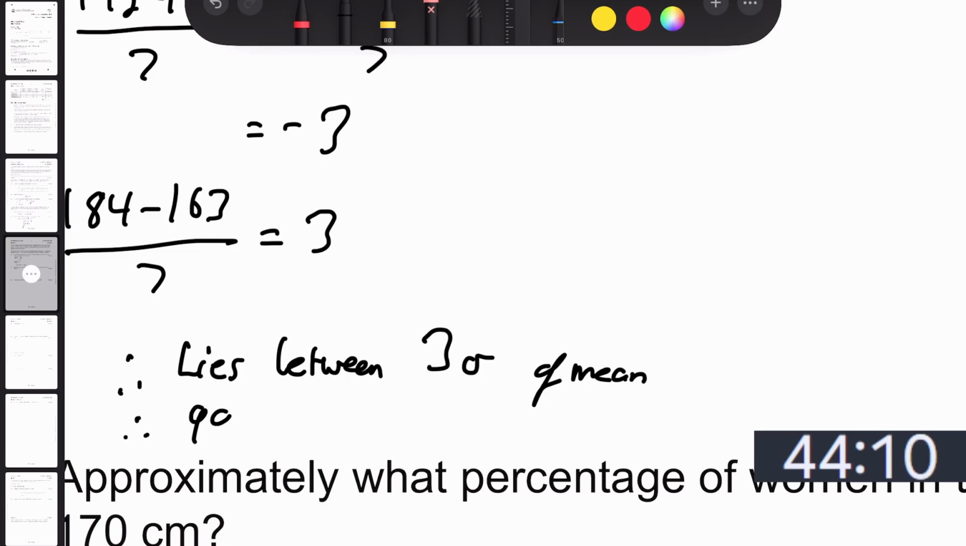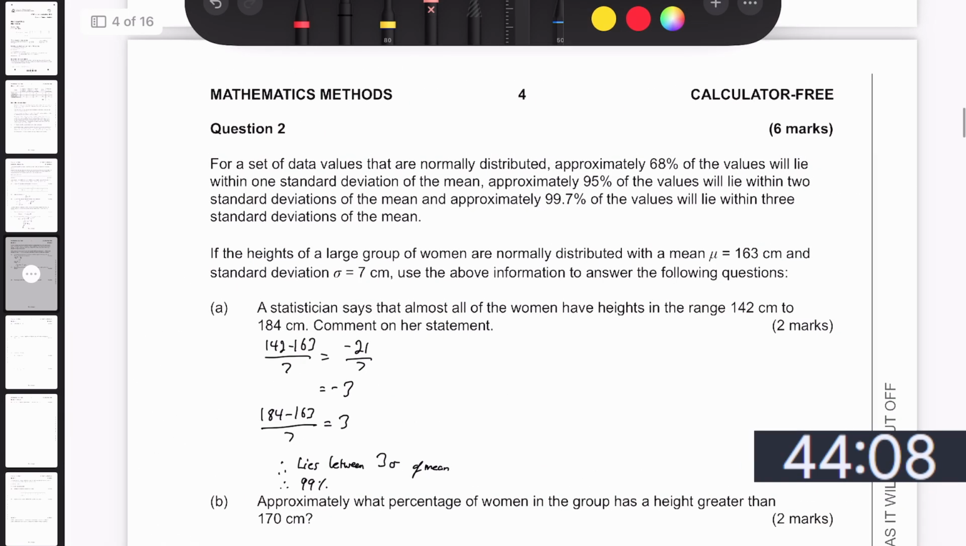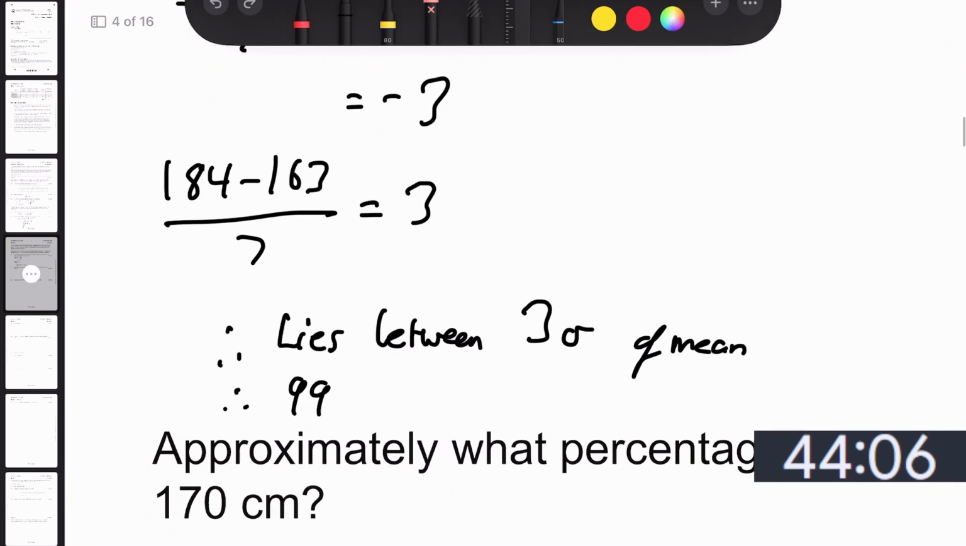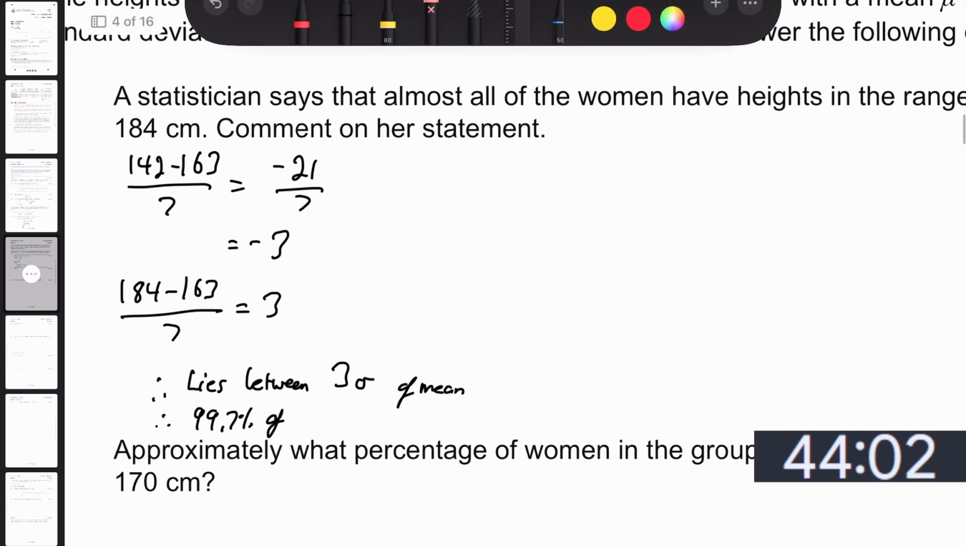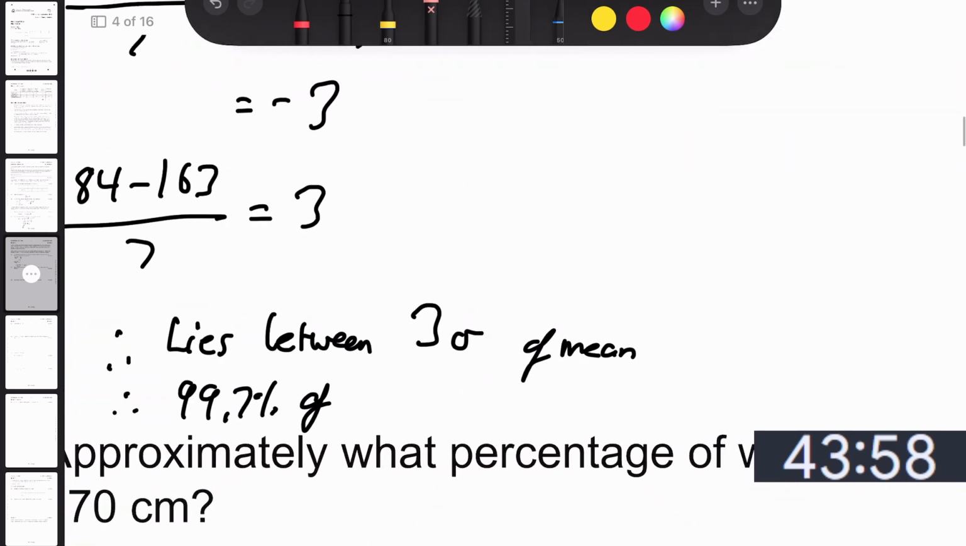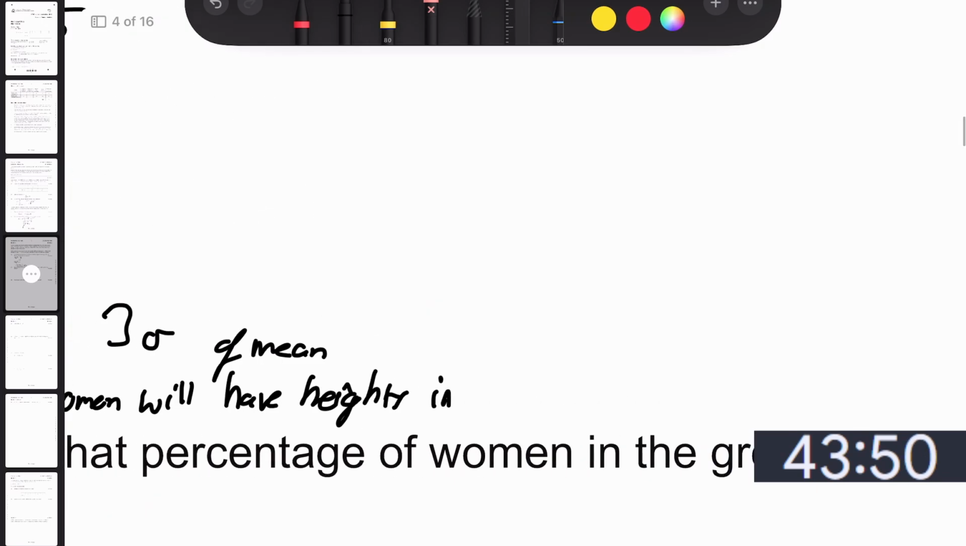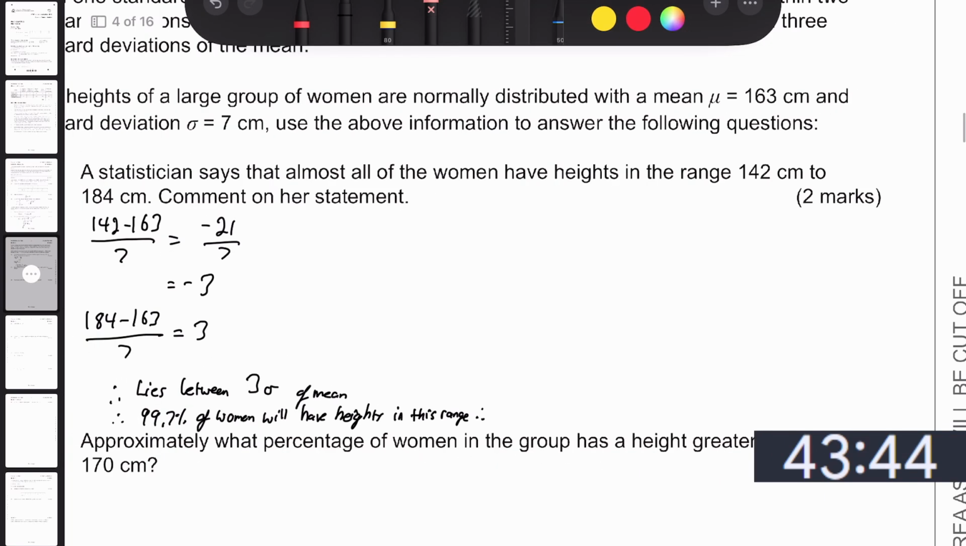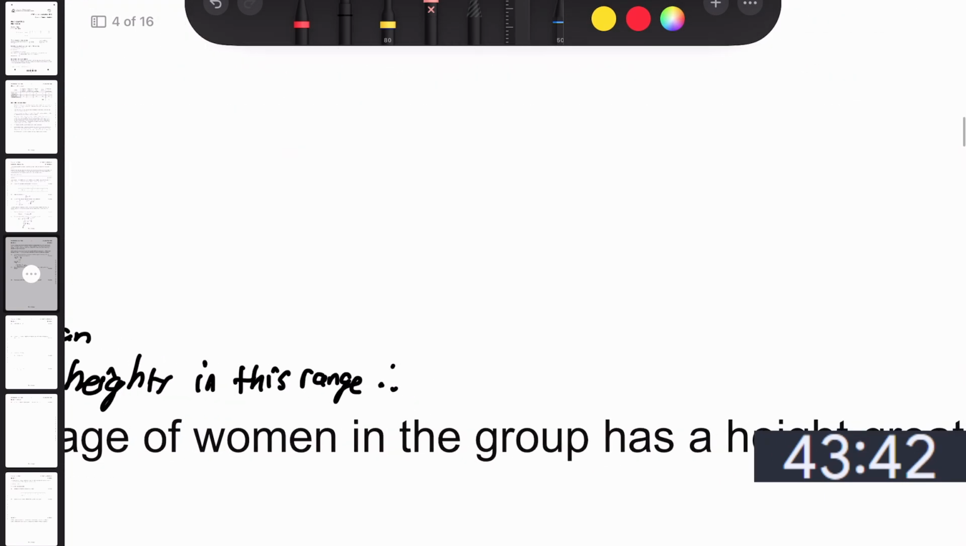Therefore, 99.7% of women will have heights in this range. Therefore, the statement is correct. The statement is valid.